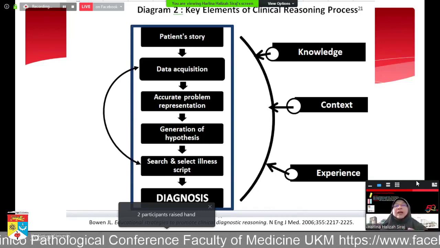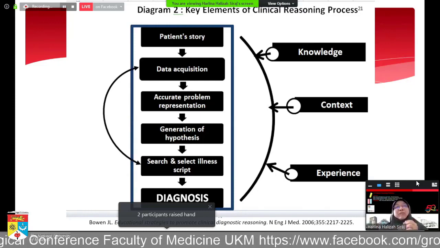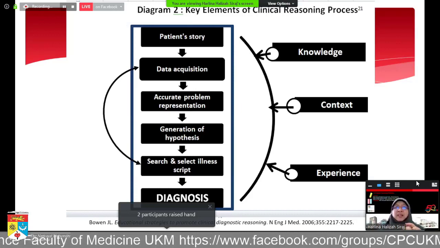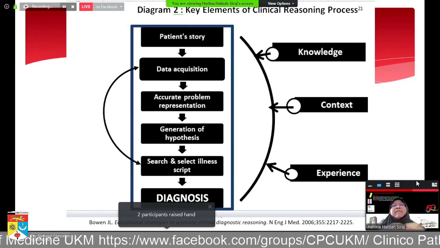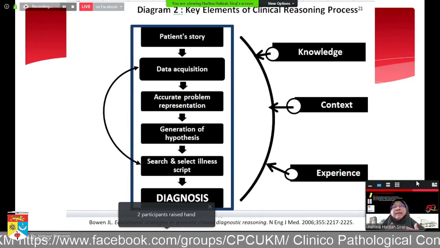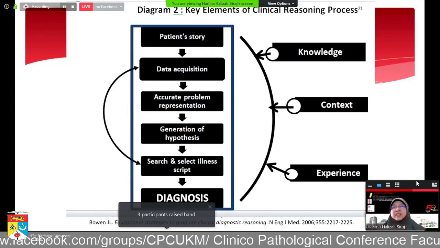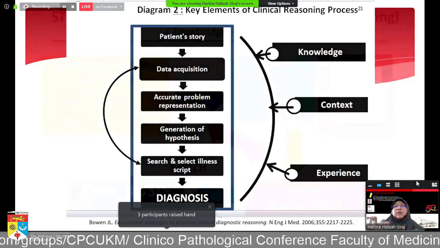They have to collect all the data, and they have to be good in their history taking and communication skill. They have to be very observant in their clinical acumen, and finally deciding what investigation will give them more data. And with that, they will go to the next phase, and finally to the diagnosis. And of course, the student's knowledge, their context, and experience are all taken into account.